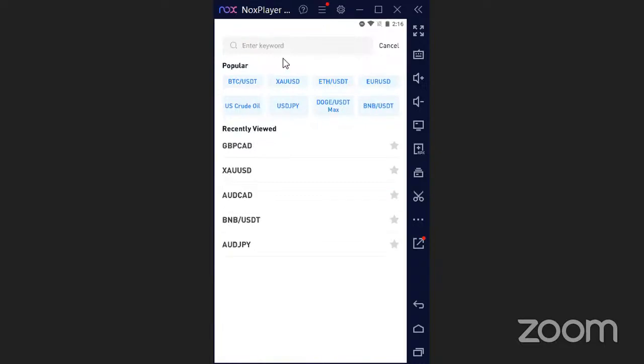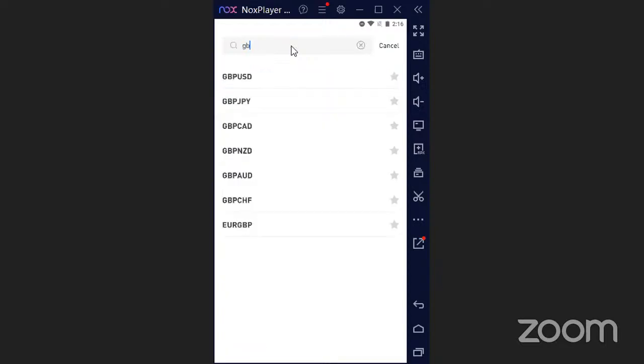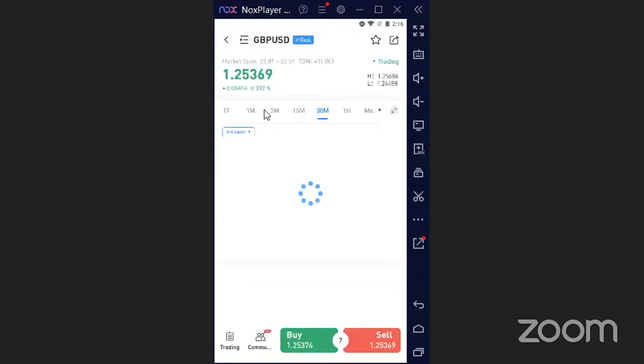It's going to give you an area where you can enter whatever it is that you want to enter. So now let's search for GBP USD. See, I just typed that in and it brought out GBP USD. All I have to do here is just click on the GBP USD.